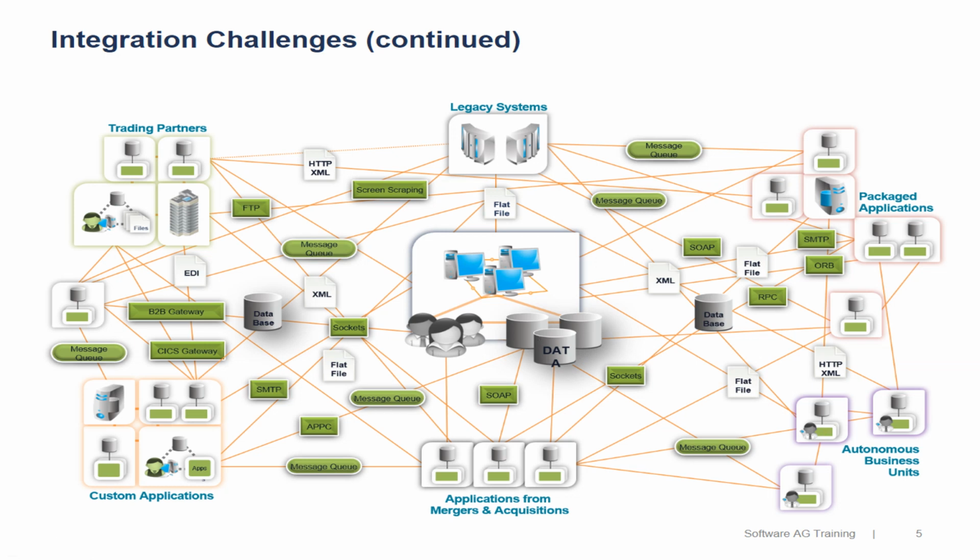If I talk about all the formats here, we see EDI, XML, HTTP XML, message queue, SOAP, socket, SMTP, APPC, B2B gateway. If Tata Motors wanted to understand everything, then they would have to change their business from car manufacturing to IT.